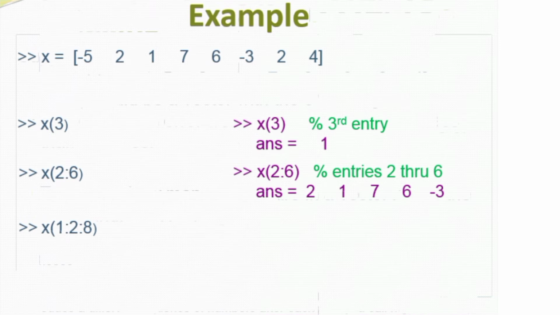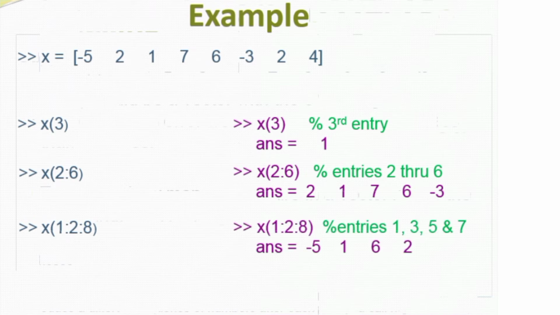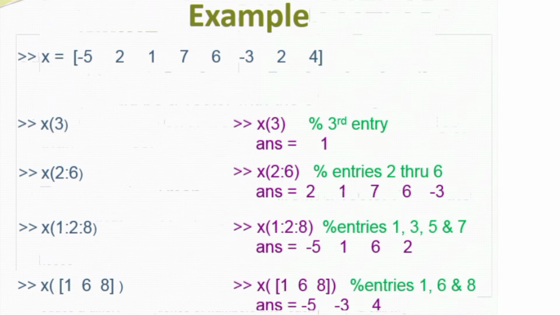So if we count our way through this, this would be entry 1, entry 3, entry 5, and entry 7. Now, why you would want to pull every other entry like that out, I don't know, but you can do it if you want to. And finally, I don't even need a pattern. I can go in and I can say, hey, I want the first entry in x, the 6th entry in x, and the 8th entry in x. And I can pull those out also.